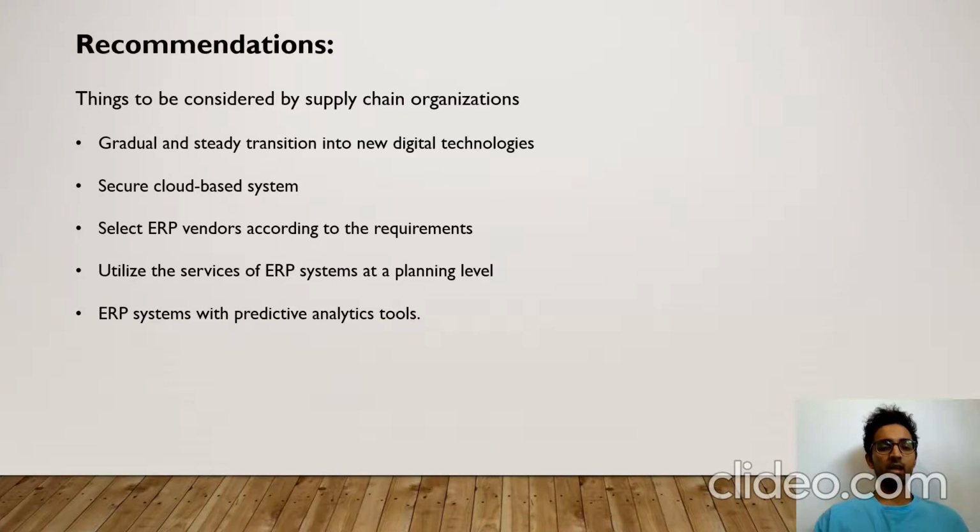In this slide, I will discuss the recommendations, the things to be considered by supply chain organizations. Gradual and steady transition into new technologies. The traditional supply chain operations and processes need to be compatible with new digital technologies. If the operations are not compatible, it can be very difficult to undergo the transition. To overcome this issue, it is recommended that the company transform its supply chain gradually and steadily instead of changing all at once.